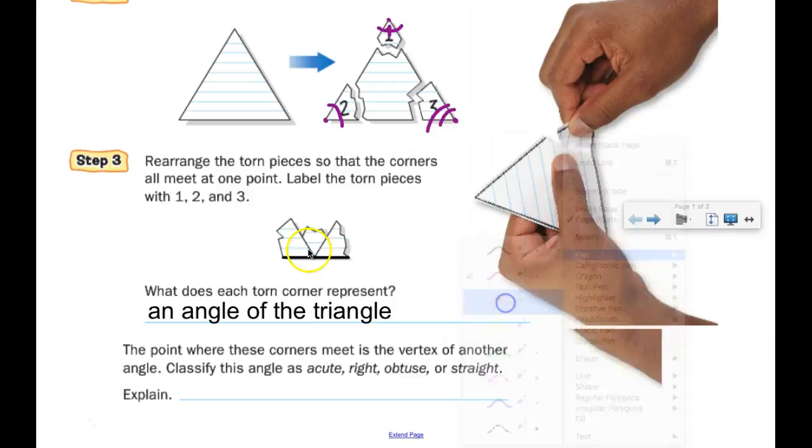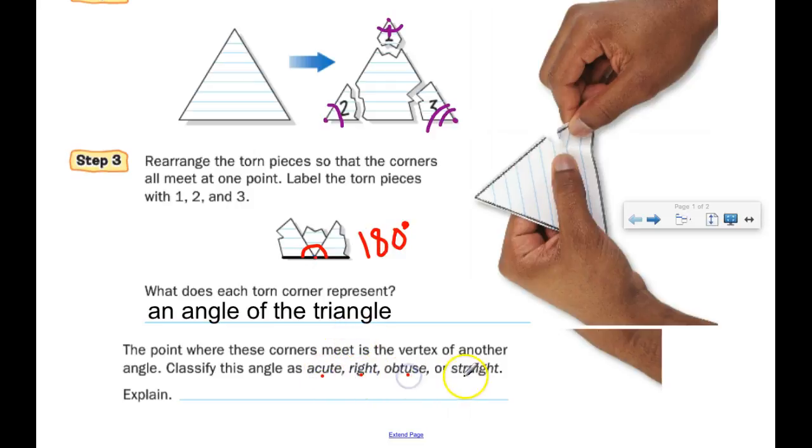180. So again, if I'm considering that this is the vertex and I'm measuring that angle, the whole angle should be 180 degrees. Correct? Correct. So the question then is: is a 180 degree angle acute, right, obtuse, or straight?